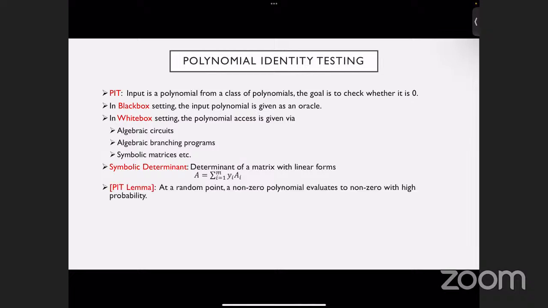A randomized algorithm for the PIT problem follows directly from the PIT lemma, which states that if we take a random point, then a non-zero polynomial evaluates to non-zero with very high probability. A very big open question is to give a deterministic algorithm for polynomial identity testing. This is known for some special classes of polynomials, and in this work, we give a PIT for some class, which I will define in the next few slides.